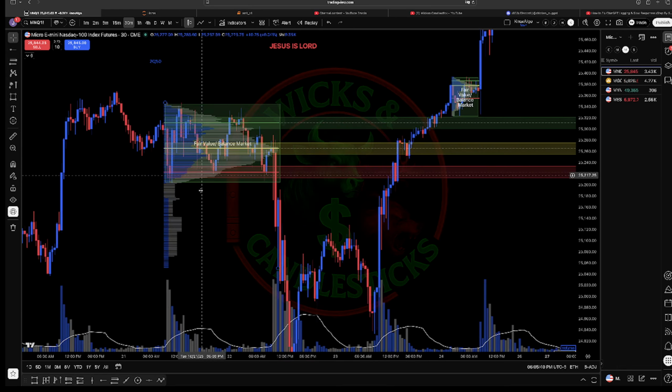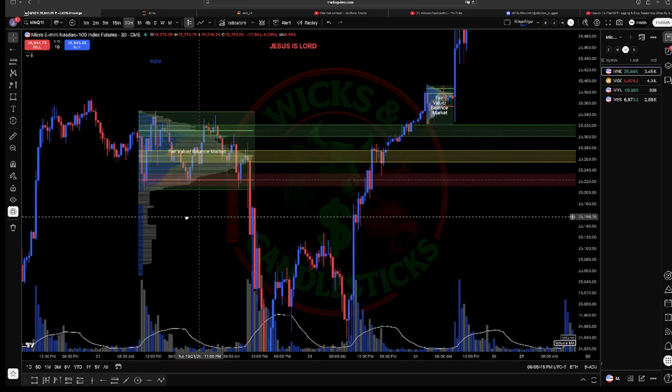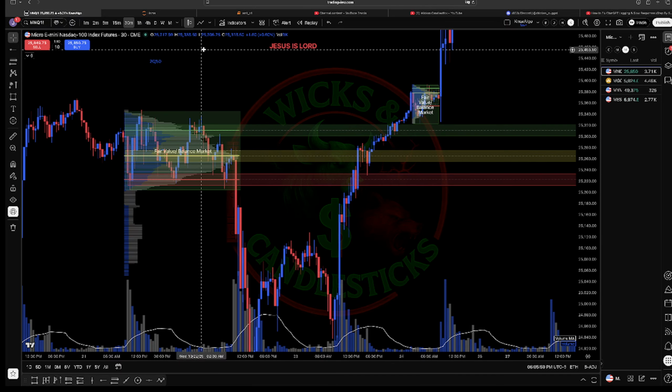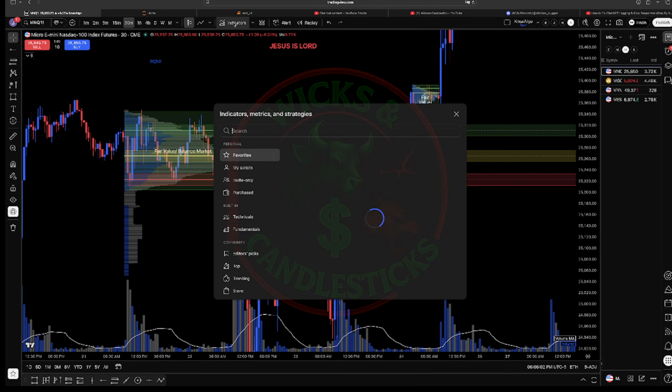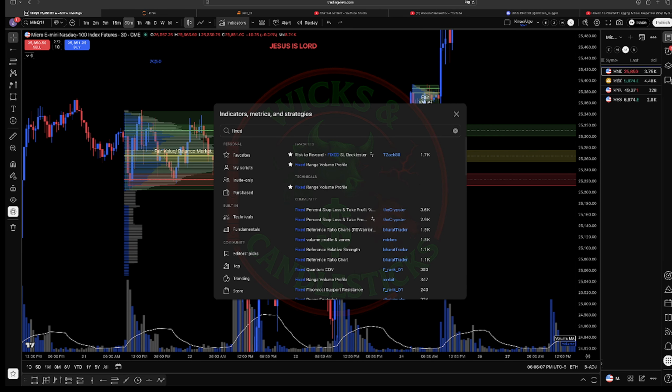And within this balanced market, I added a volume profile to it. The volume profile that I added is just wherever the area of the balance is, that's where I draw the profile. The profile that I'm using is called the fixed range volume profile. You can go to indicators and just type in fixed range volume profile. It's just this one right here. You click on it, you add it to your chart.